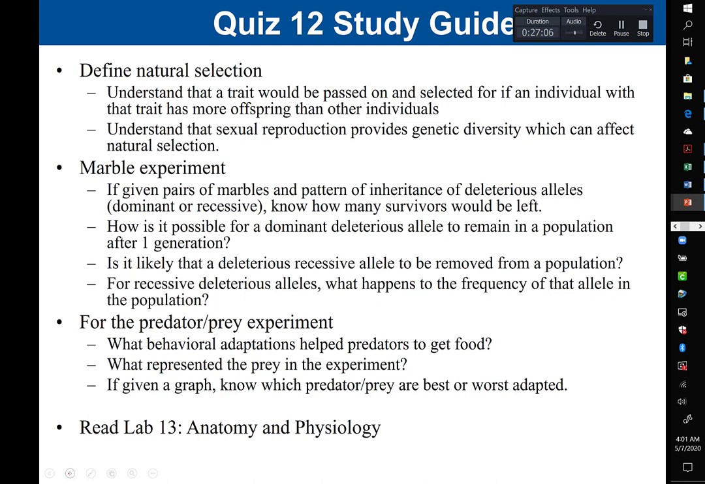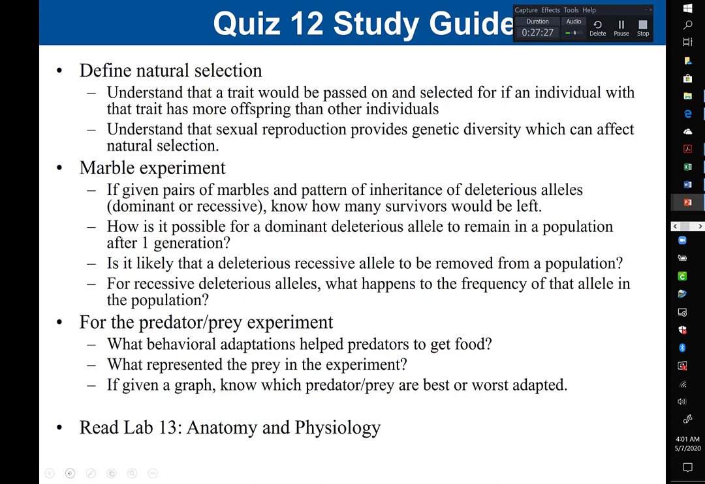Is it likely for a deleterious allele to be removed from a population? And we said that no, it's not very likely. Right? Because in order for it to be removed completely, heterozygous individuals are going to keep passing on that trait and it's going to stay in the population.